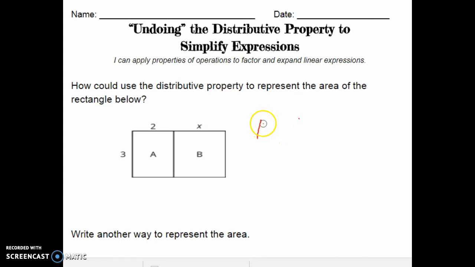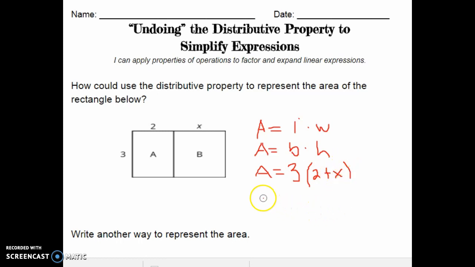Well, first of all, I know that area of a rectangle equals length times width. Some of you call it base times height. Either way works. Area equals base times height. In this case, I don't know the area, but I know my length and I know my width. So I'm going to start with the width. My width is 3. My length is 2 plus x.